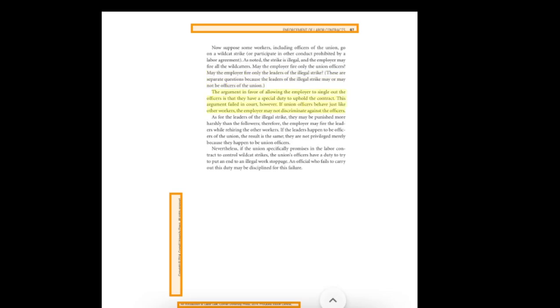The argument in favor of allowing the employer to single out the officers is that they have a special duty to uphold the contract. This argument failed in court, however. If union officers behave just like other workers, the employer may not discriminate against the officers. As for the leaders of the illegal strike, they may be punished more harshly than the followers; therefore, the employer may fire the leaders while rehiring the other workers. If the leaders happen to be officers of the union, the result is the same. They are not privileged merely because they happen to be union officers.